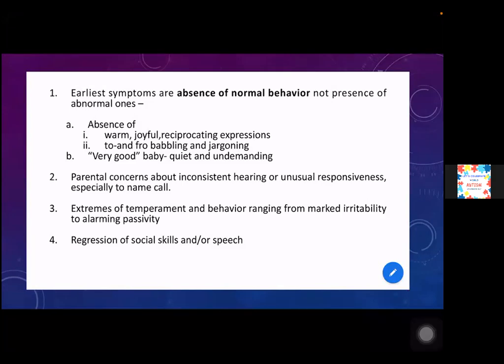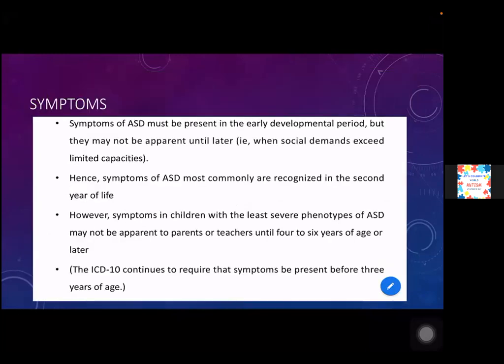And the fourth is a very important thing. If at any point of time there is a regression of social skills or speech. By regression, I mean that your child has developed normally, has attained language milestones. The child is able to speak in 2 words or 3 words by 2 years, 3 years of age. And suddenly, all of a sudden, the child has stopped speaking whatever he used to speak earlier. This is a very important red flag that your child may have features of autism.